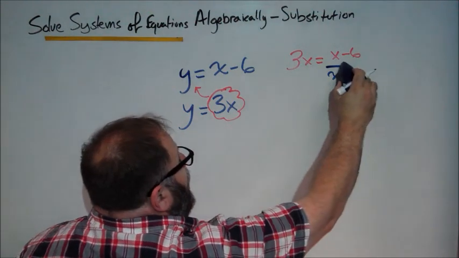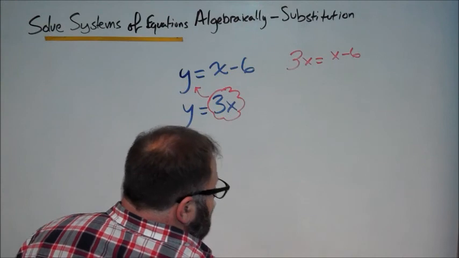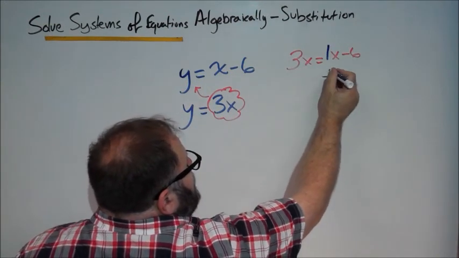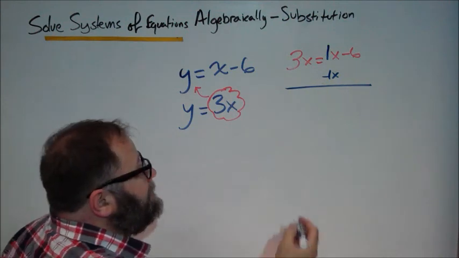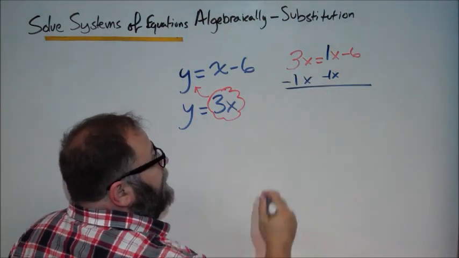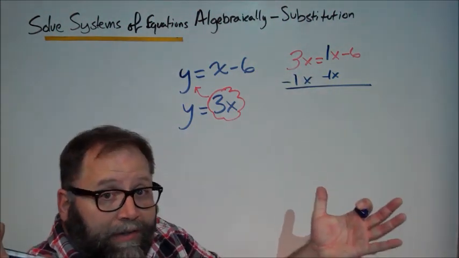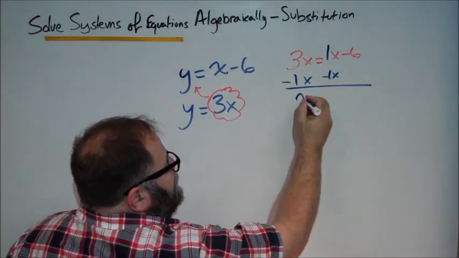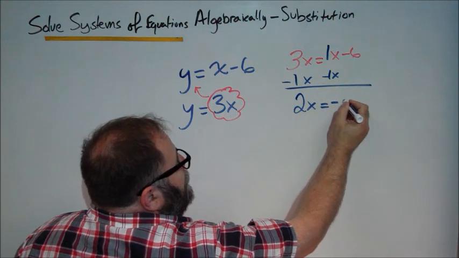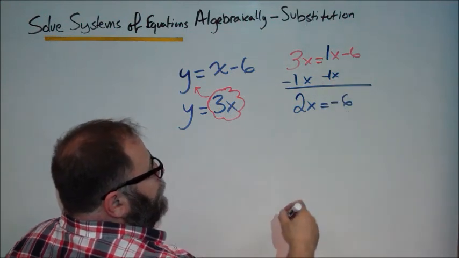Okay? What I want to do is, this is a 1x, so I'm just going to take 1x away from that side. And if I take 1x away from that side, I have to take 1x away from this side to make sure the equation stays balanced. Otherwise it's going to be tilted. So 3x take away 1x leaves me 2x equals negative 6. That's what I'm left with.